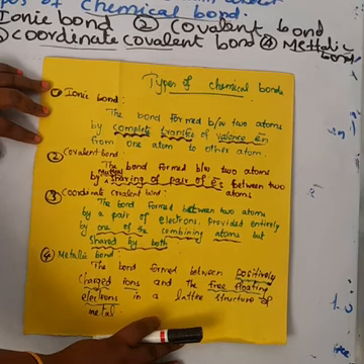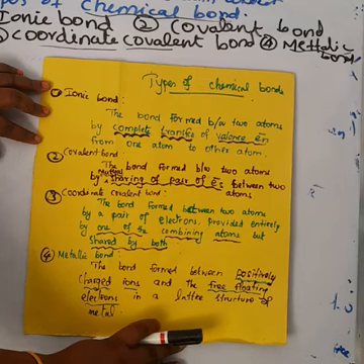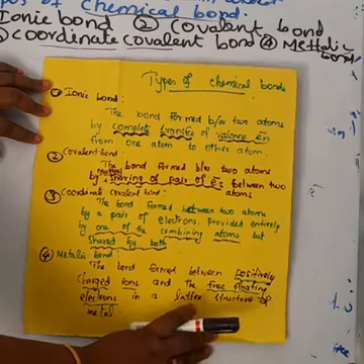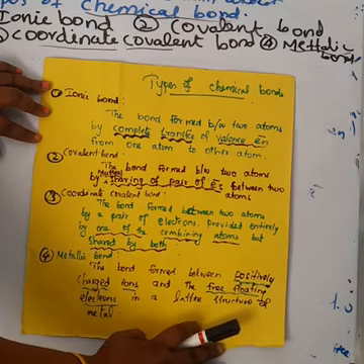Secondly, covalent bond. What do you mean by covalent bond? The bond formed between two atoms by mutual sharing of a pair of electrons between the two atoms.